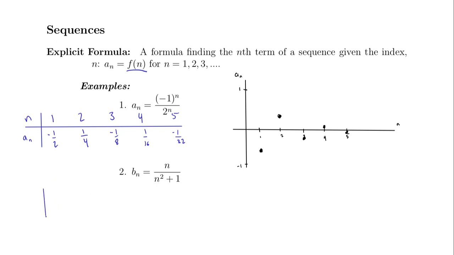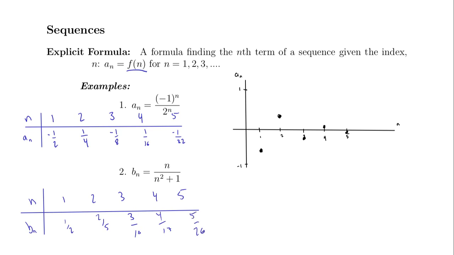We can do the same thing for this one. We'll just plot a bunch of these things. Grab a couple of terms. So we'll look at the first, second, third, fourth, and fifth term by just plugging these in. So we get a half here. If you put in 2, we get 2 over 5. We get 3 over 10, 4 over 17, and 5 over 26. And we can try and plot these ones.